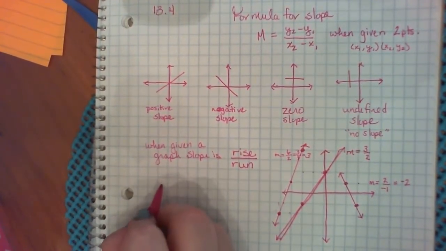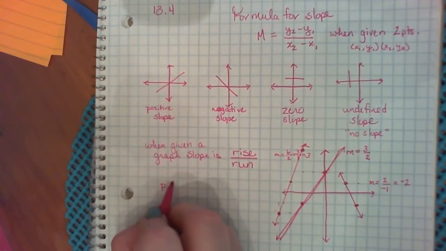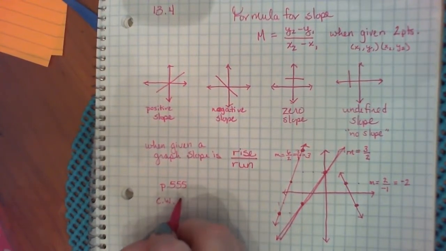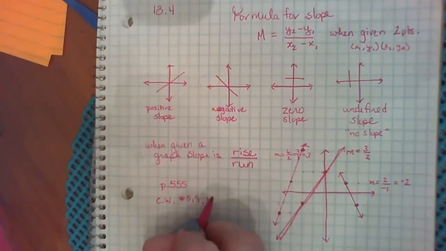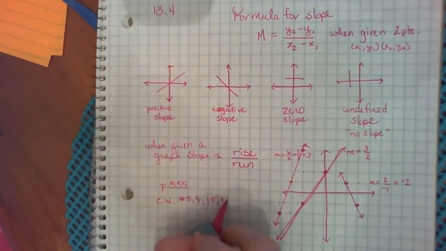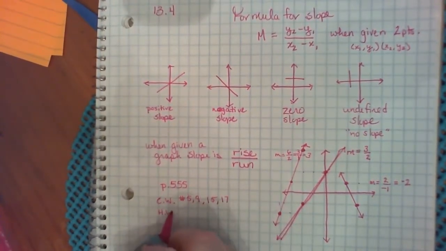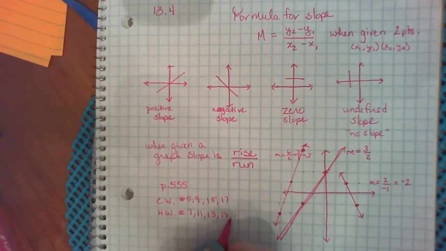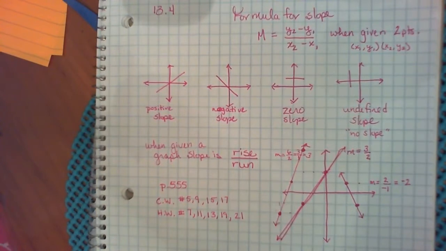So the homework and classwork are on page 555. Classwork is the practice exercises, numbers 5, 9, 15, and 17. And then the homework is the practice exercises, numbers 7, 11, 13, 19, and 21. And then you're done with this section.